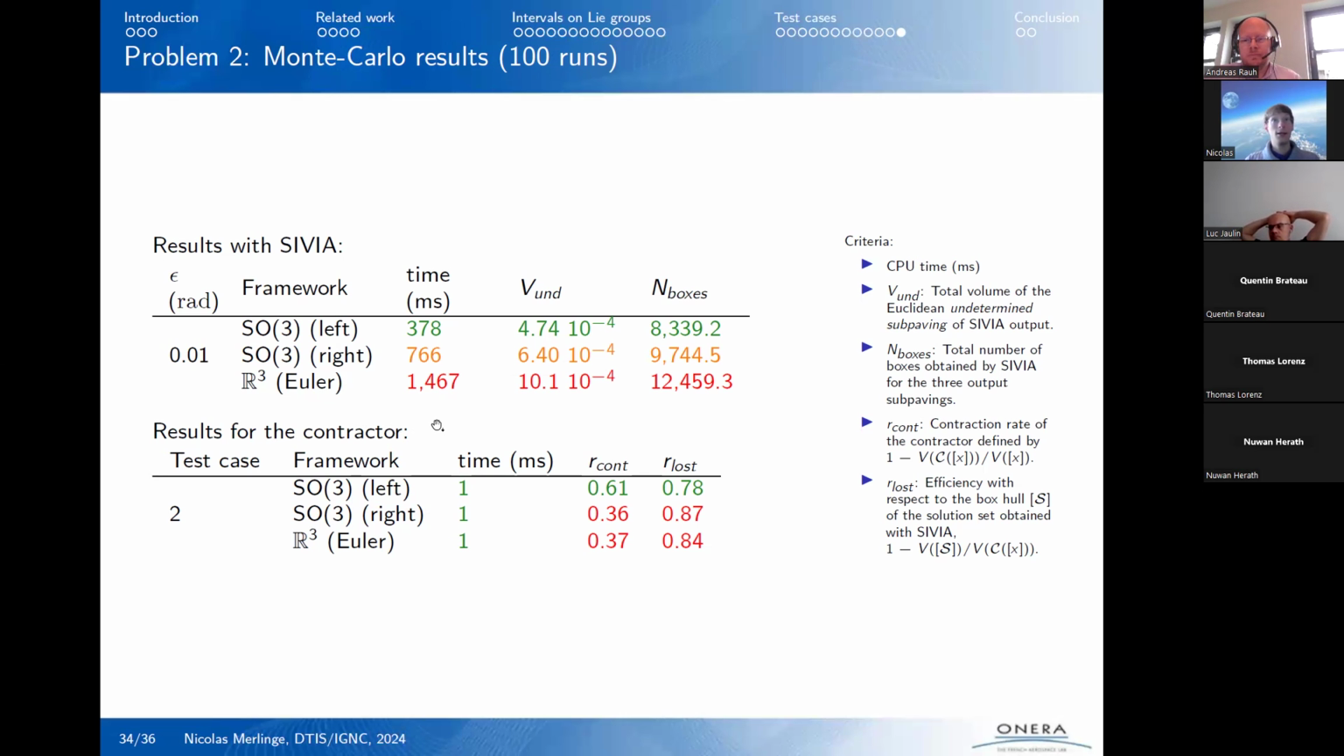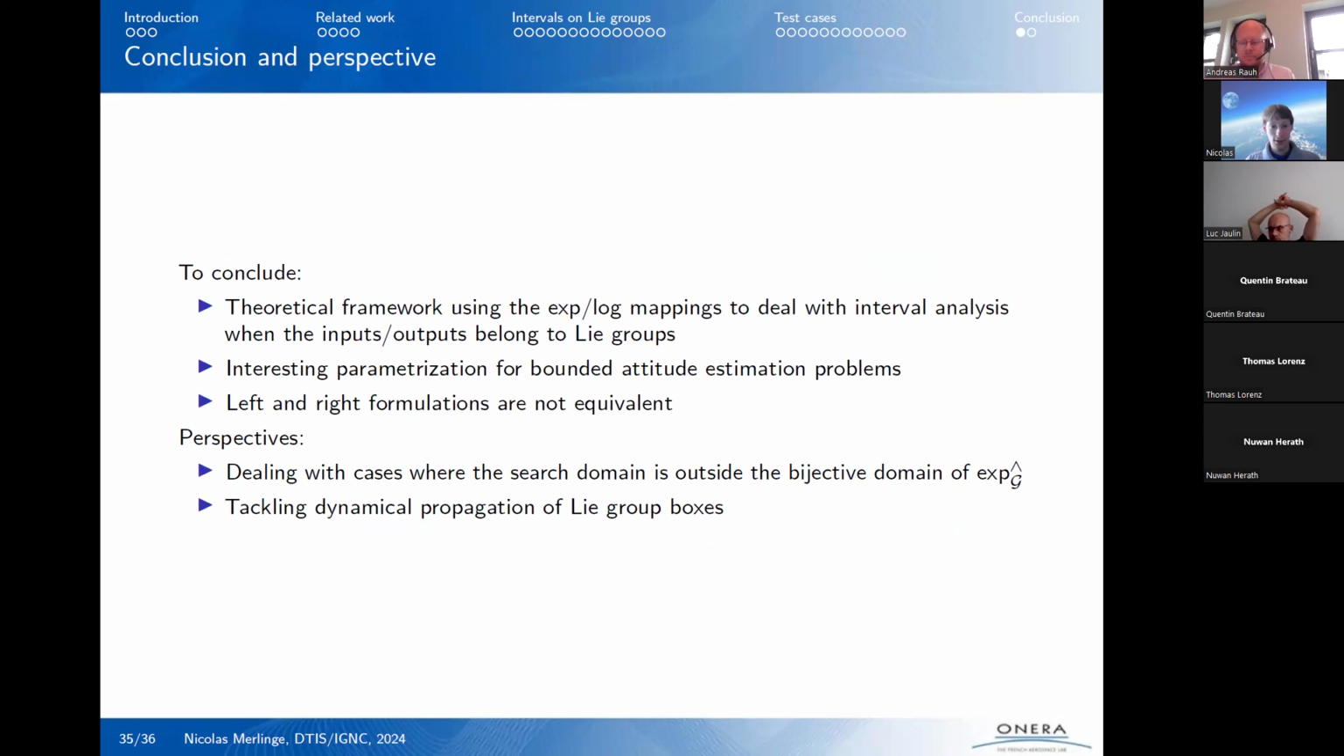So to conclude, I've presented a theoretical framework using the exponential mapping in Lie groups to deal with set inversion and box contraction when variables belong to Lie groups. I illustrated this for some rotation matrices estimation, and it seems to be an interesting parametrization for attitude estimation, at least in cases studied. Of course, many questions remain to be investigated, among them, how to deal with cases where the Euclidean box's uncertainty goes beyond the bijective domain of the exponential mapping.